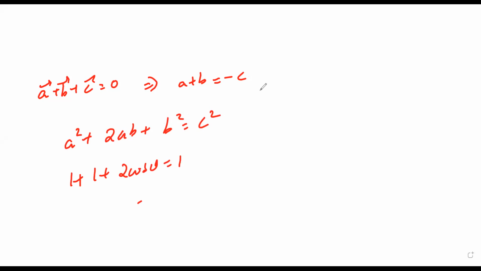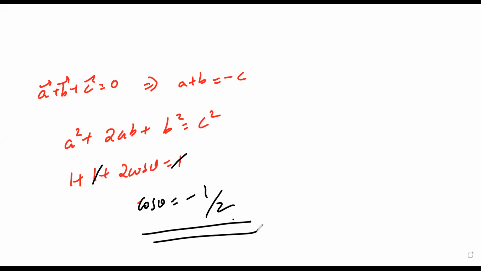So I'll be getting what? The one and this one I can get cancelled. So 2 cos theta is equal to -1. So cos theta value is what? -1/2. So this theta value I have to find. Correct? So this is what I'll do. It's a very simple thing.